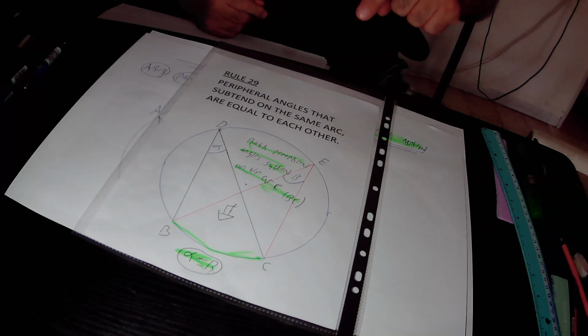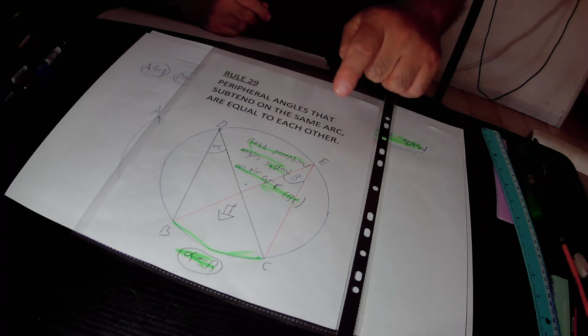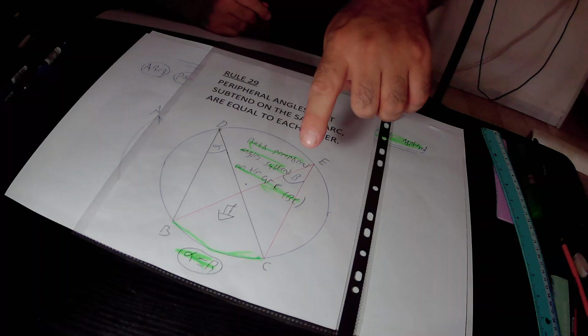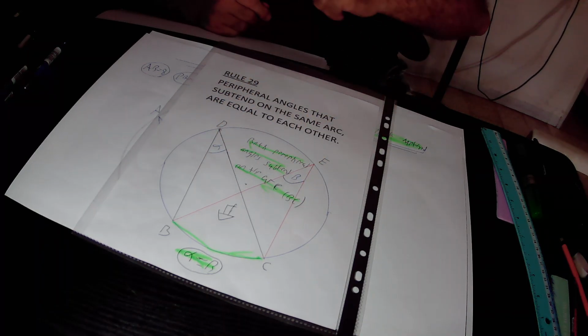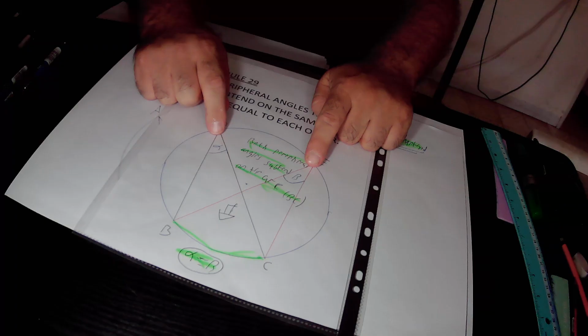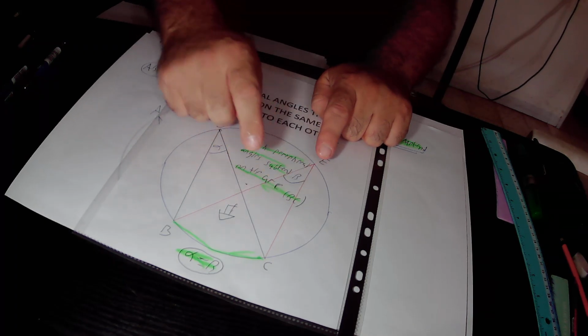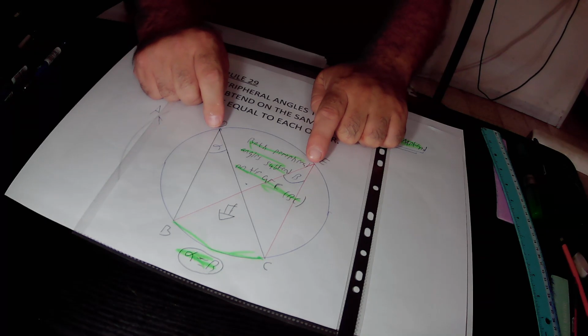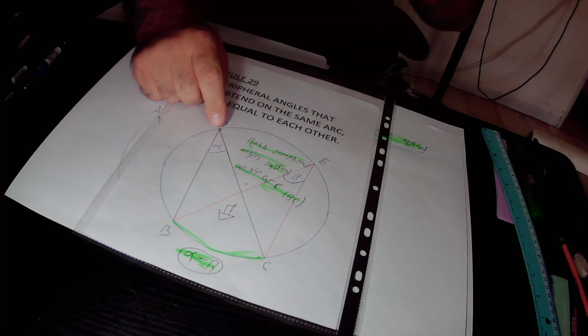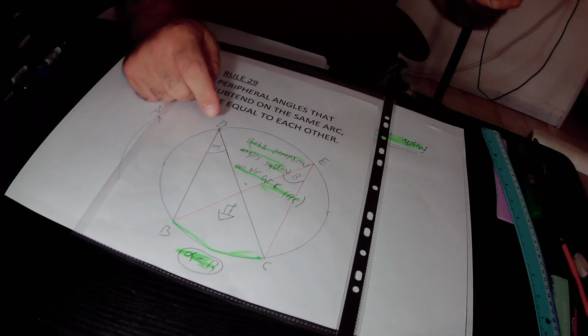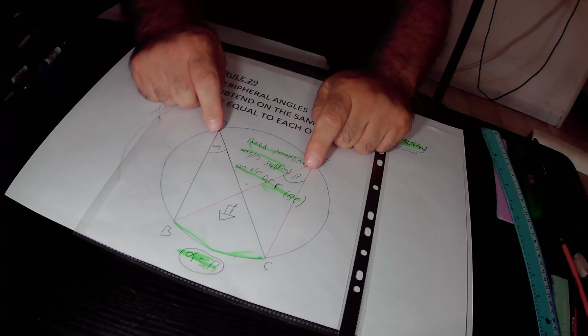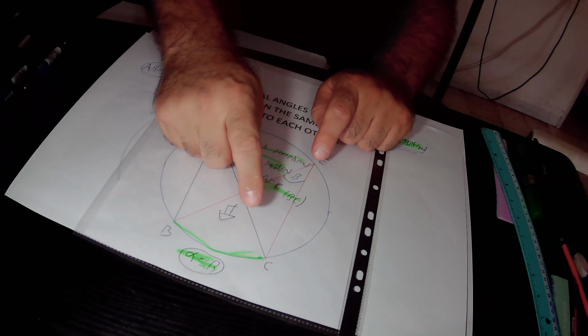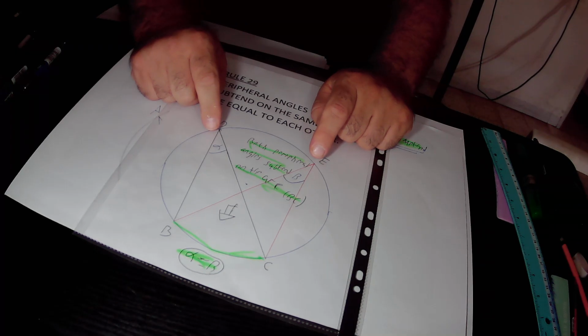Likewise, we have another peripheral angle, that is angle BEC. This equals beta degrees in its size, and peripheral angle BEC also subtends on the same arc BC. Because those two peripheral angles both subtend on the same arc BC, they must be equal to each other in their sizes. That is to say, alpha equals beta. So according to rule 29, if two peripheral angles subtend on the same arc, they must be equal to each other in their sizes.